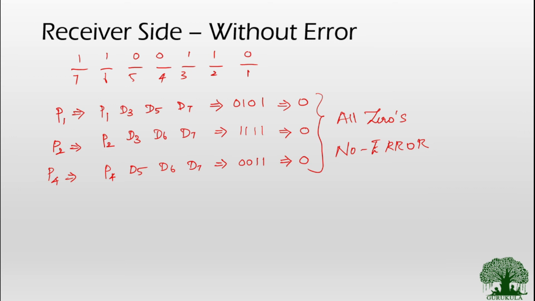Now we will try to include some error here. Where do we include the error? We will change this particular bit. The 5th position is in error now. So if the 5th position is in error, what do we have?